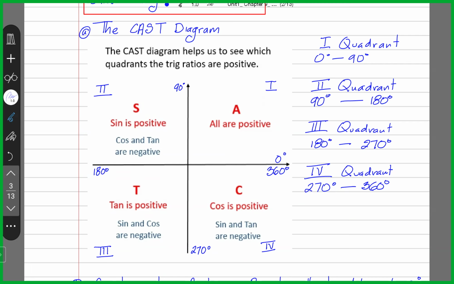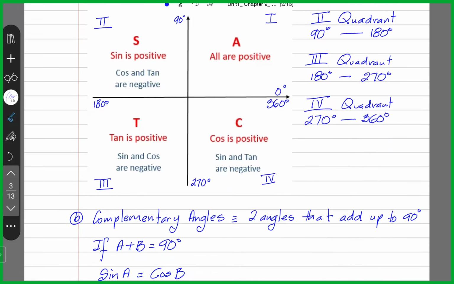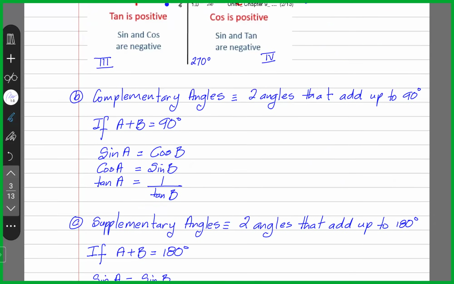In the third quadrant, CAST. In the third quadrant, sine is positive, cosine and tangent are negative. In the fourth quadrant, tan is positive, sine and cosine are negative. All right, so the CAST diagram is something that you must have in mind. It is extremely relevant, extremely important. All right, here are some other facts.